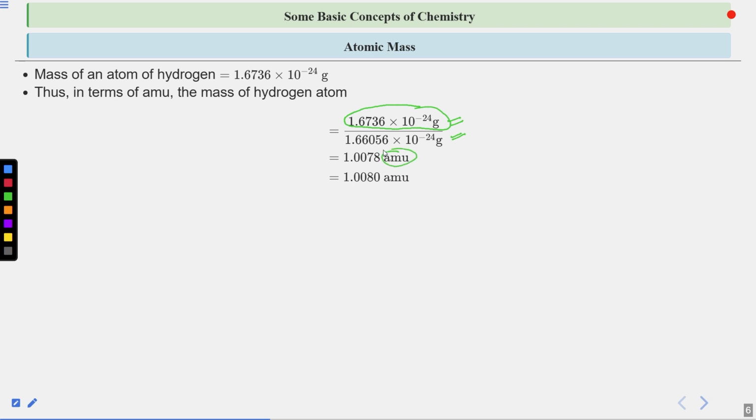Since 1 AMU is equal to 1.66056 × 10^-24 gram, therefore 1.6736 × 10^-24 gram will be 1.0078 AMU. If you go back and look at that unit conversion, you can easily calculate this value. We have approximated it to 1.008 up to the third decimal, and AMU is the unit.